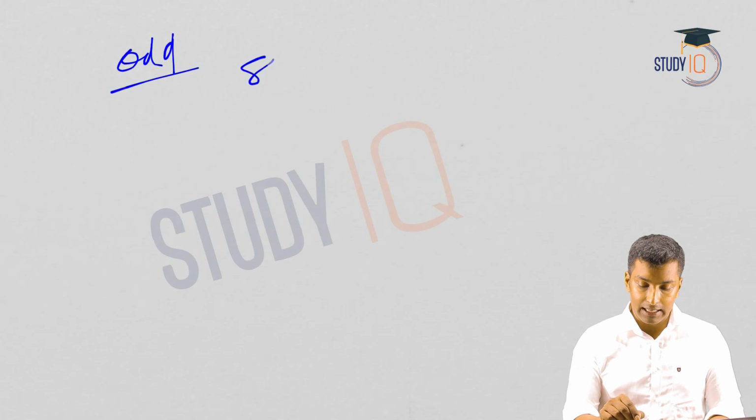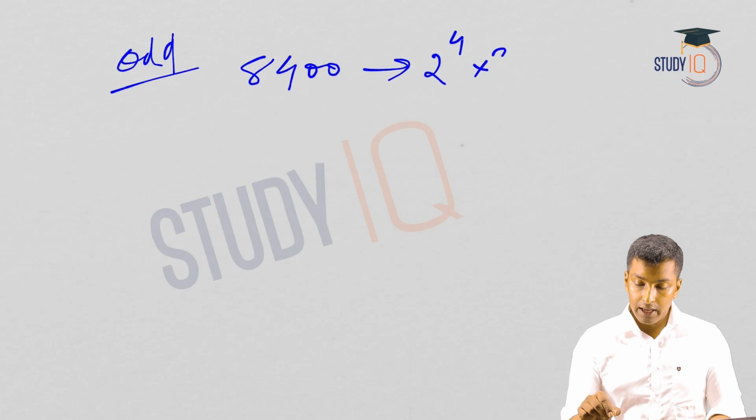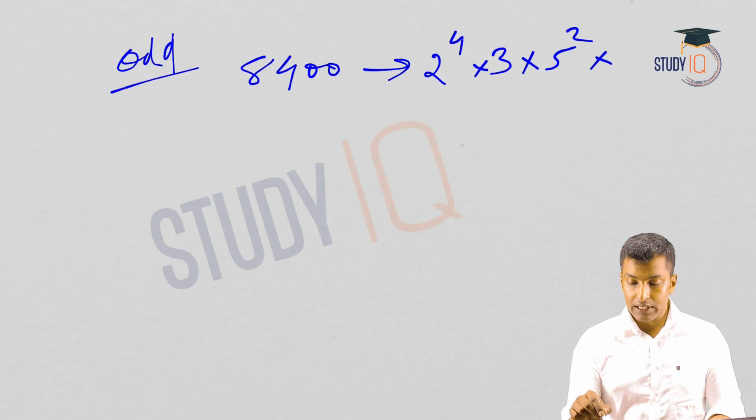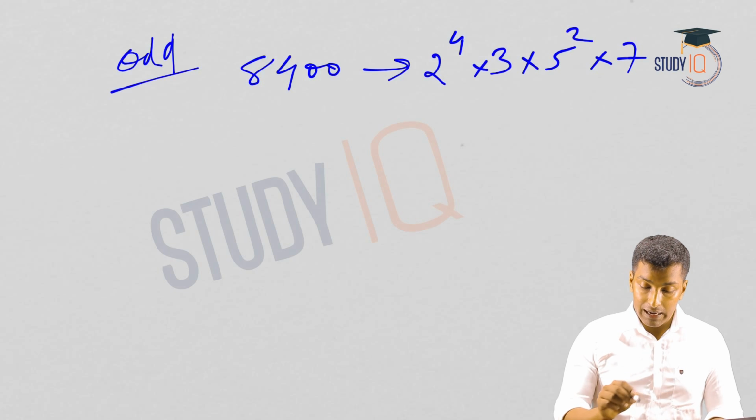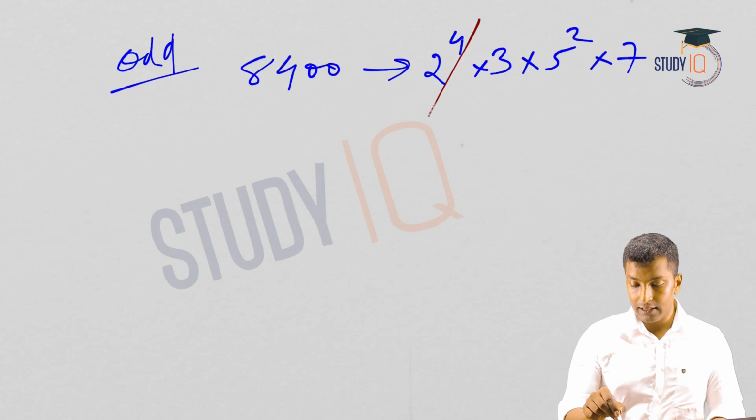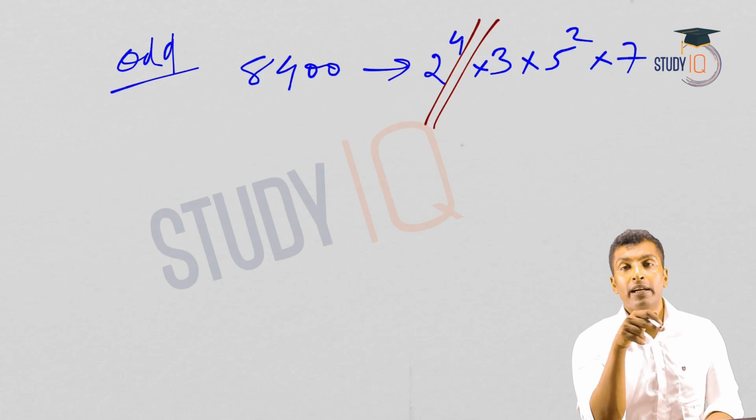Now the next possible question will be number of odd divisors. Okay, so odd divisors. Again, let's take the same number 8400. So we know this is 2 raised to 4 into 3 into 5 square into 7, right? Number of odd divisors means I should not take this portion. I should not bring 2 in any way.